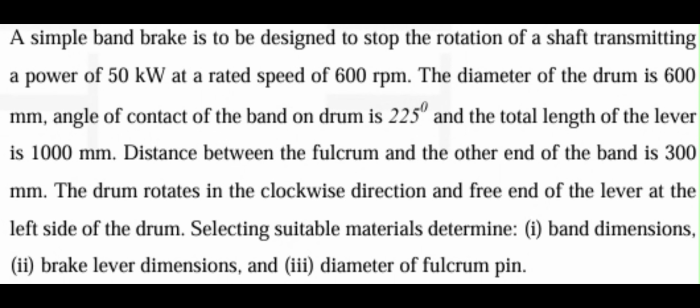A simple band brake is designed to stop the rotation of a shaft which is transmitting a power of 50 kilowatt at 600 RPM. The diameter of the drum is 600 mm, and the angle of contact of the band on the drum is 225 degrees.